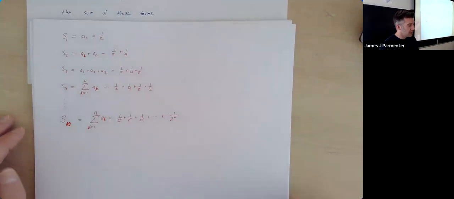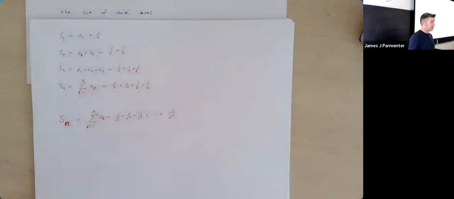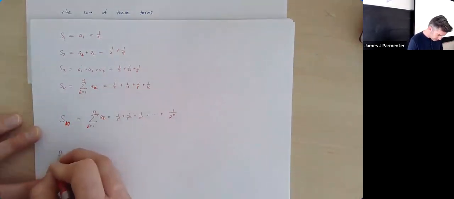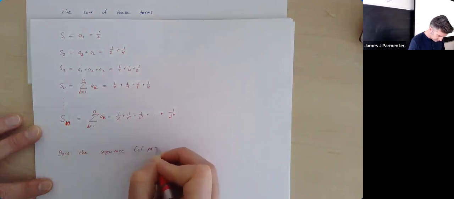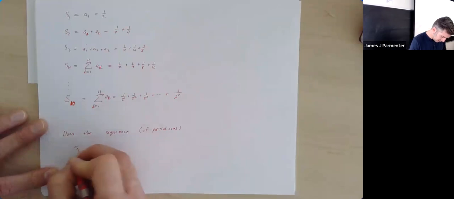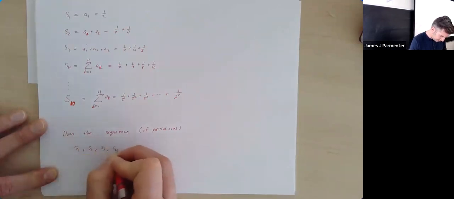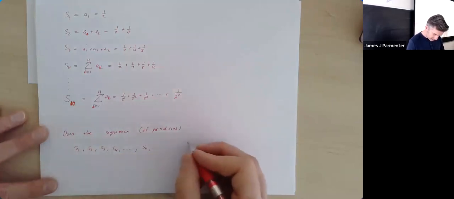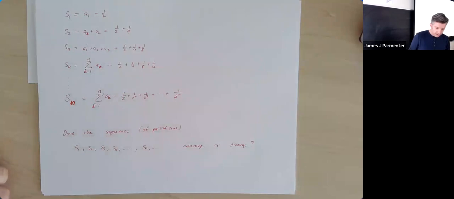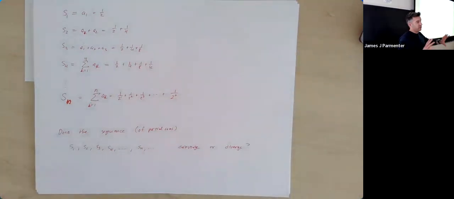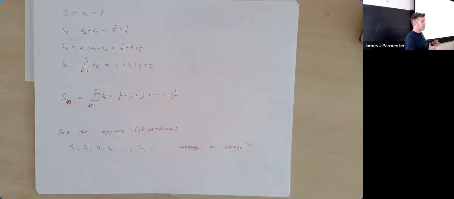So the idea is we would love to know if this new sequence converges or not. Does the sequence of partial sums, which is S1, S2, S3, S4, all the way to Sn, et cetera, converge or diverge? That's the big question for the rest of this section about sequences and sums. We're going to look at various sums or series and ask, do those series converge or diverge? And we're going to develop a few different tests, the ratio test, the root test, and a few others to help us determine if something converges or diverges.